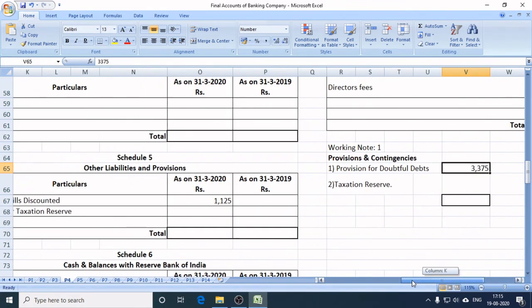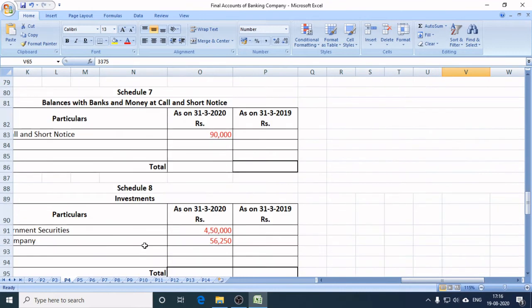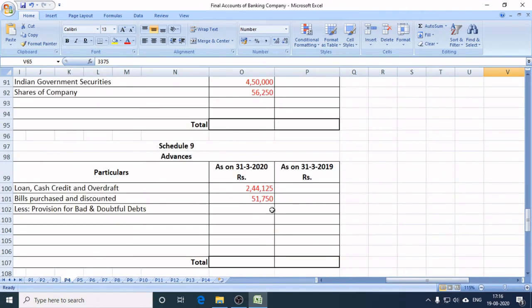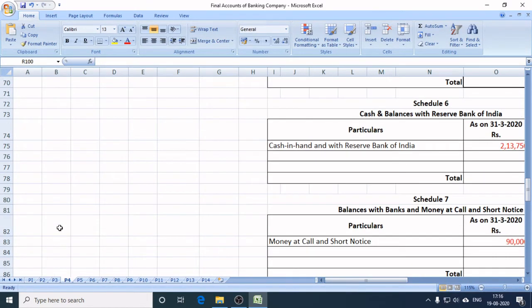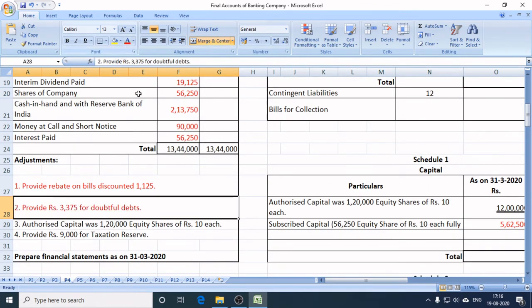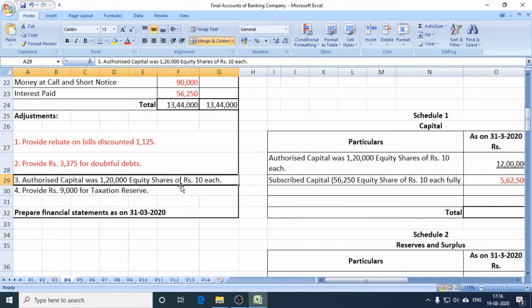And because of the second effect, we have to deduct it from the advances. So here, 3,375. These are the two effects of provision for bad and doubtful debt. First show it under provisions and contingencies, then deduct it from advances. Now here we have authorized capital. We have already shown the effect of this adjustment.